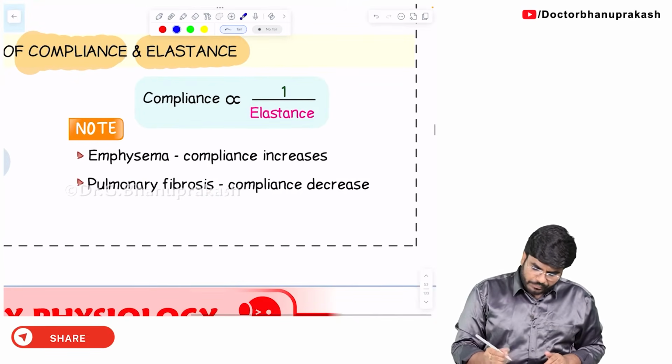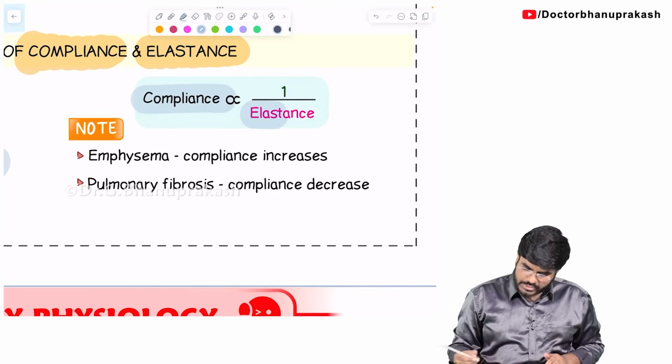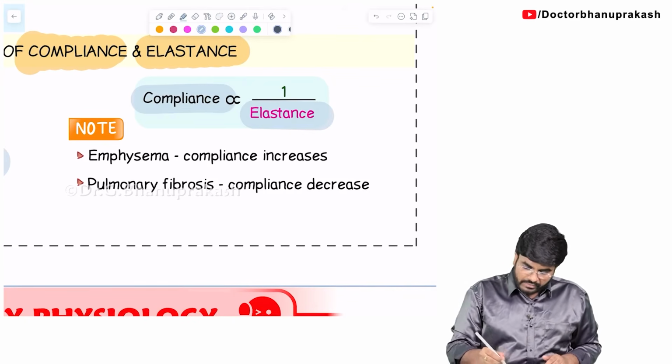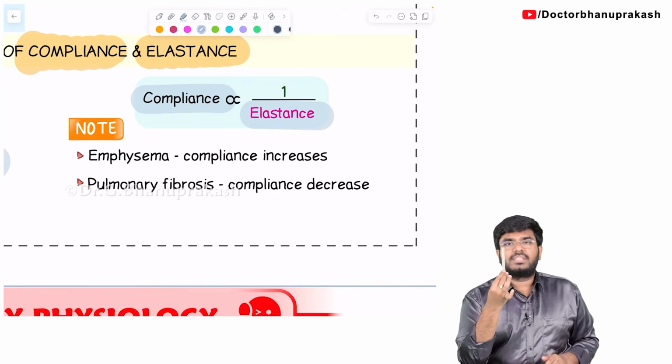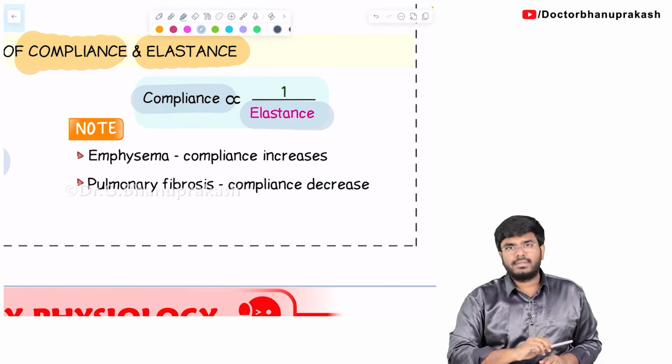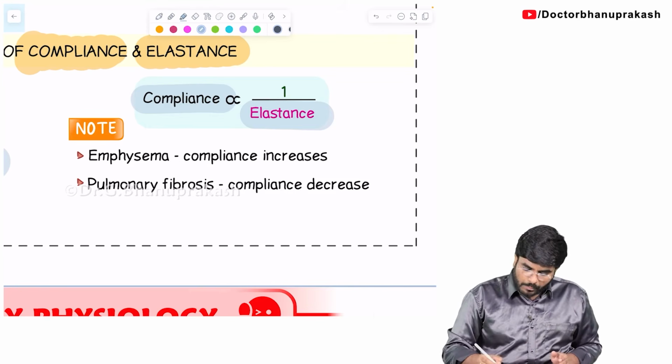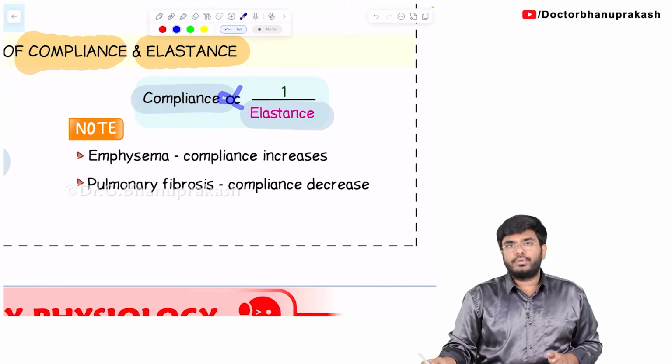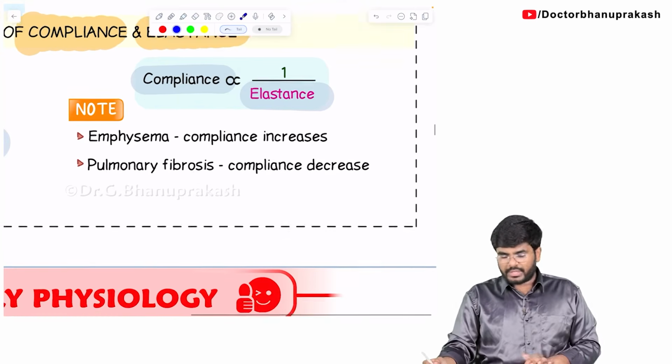Now, have I taught you that compliance is exactly opposite to elastance? The one which is highly elastic, for example this pencil, is less compliant. The one which is highly elastic will automatically be less compliant. So both are opposite to each other, both are inversely proportional to each other. How is this going to come in your exams?